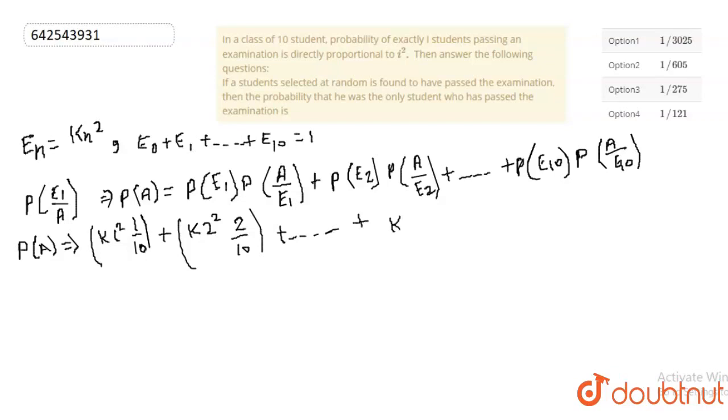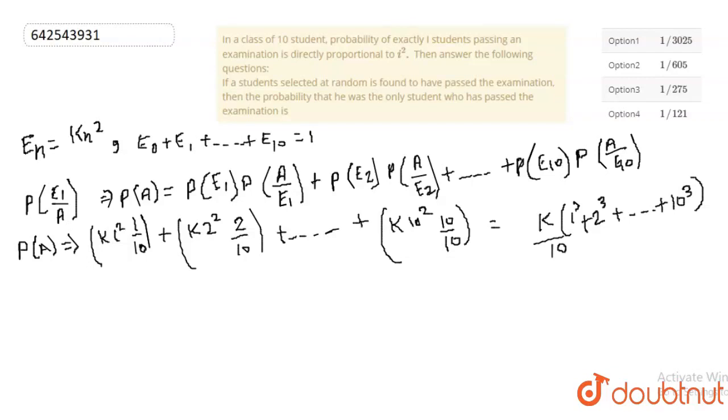That will be K, 10 raised to the power of 2 and 10 upon 10. Now after evaluating this we will get K of 1 cube plus 2 cube, that will go up to 10 cube upon 10, but 10 will be only the denominator of K.